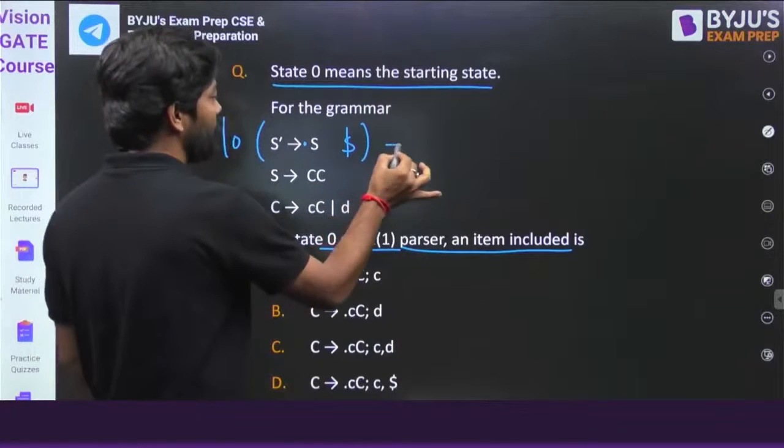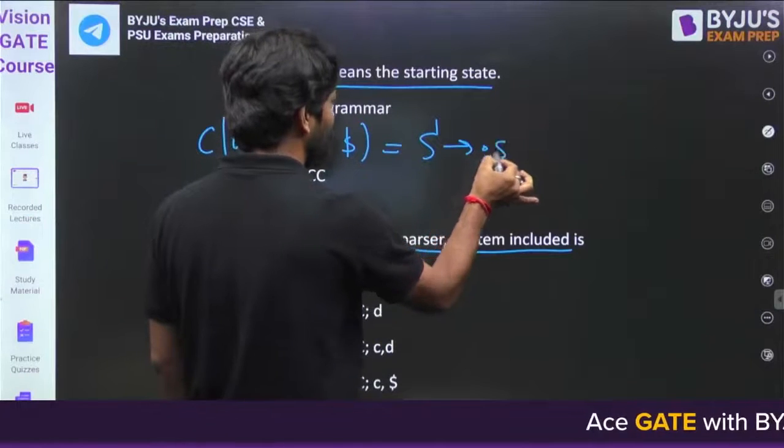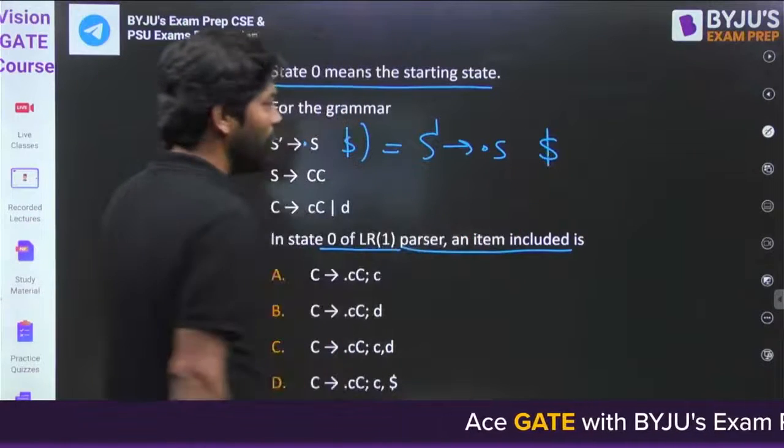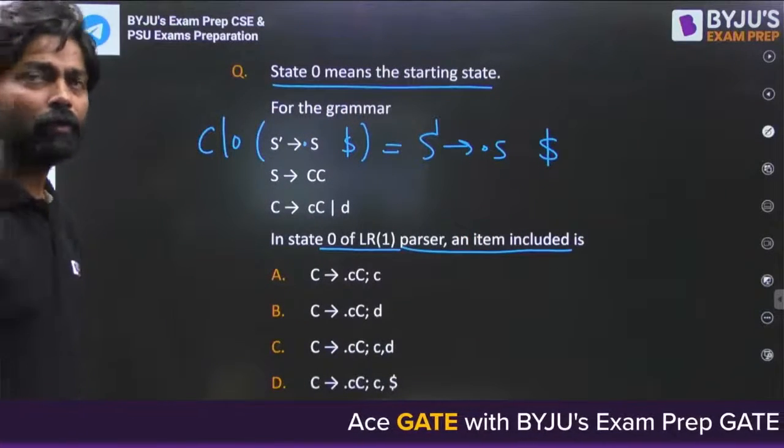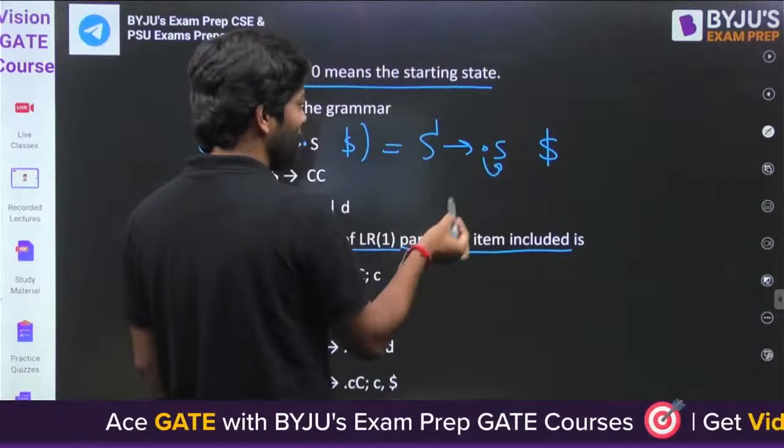Closure. So it is nothing but closure of I is I. You can copy and paste. S dash goes to dot S, and what we have? We have dollar. S dash goes to dot S, dollar. Now after dot, what is there? Add the grammar. After dot, what is there?